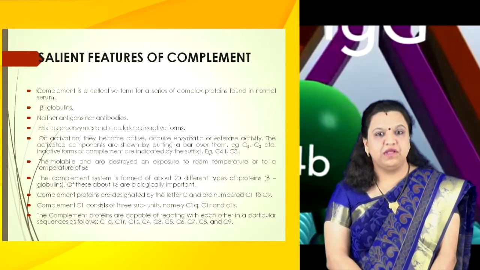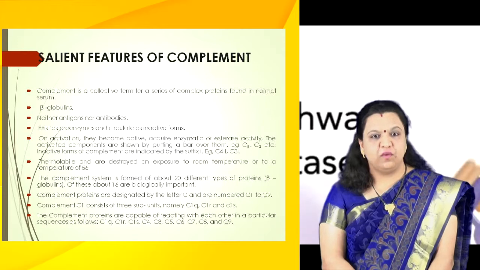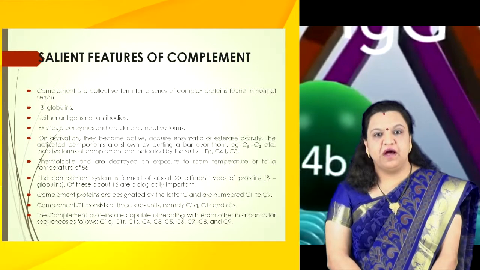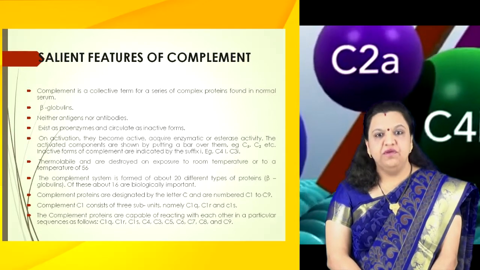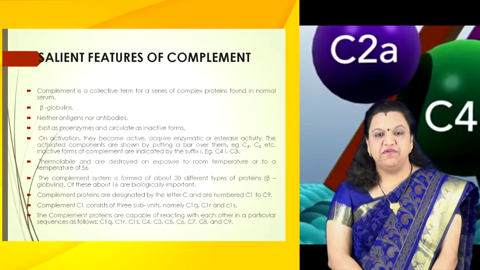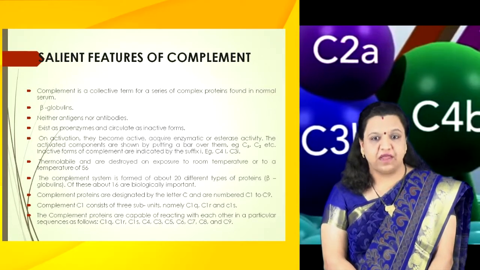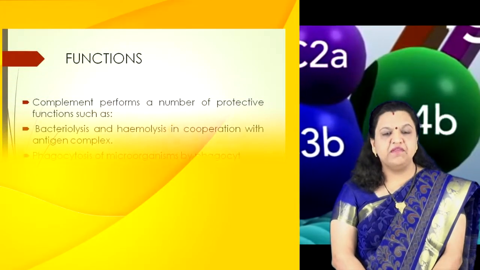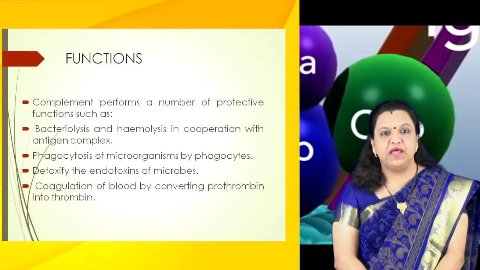The complement proteins are capable of reacting with each other in a particular sequence as follows. C1q is followed by C1r, which is followed by C1s, then C4, C3, C5, C6, C7, C8 and finally C9. Complement performs a number of protective functions, such as it brings about bacteriolysis and hemolysis in cooperation with antigen-antibody complex.